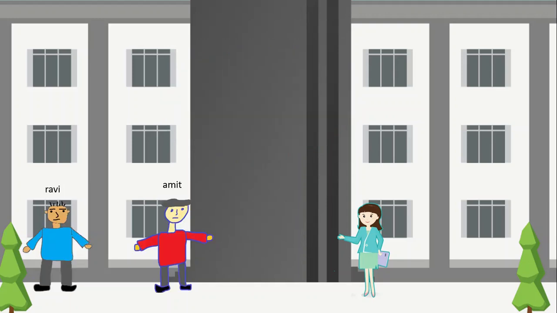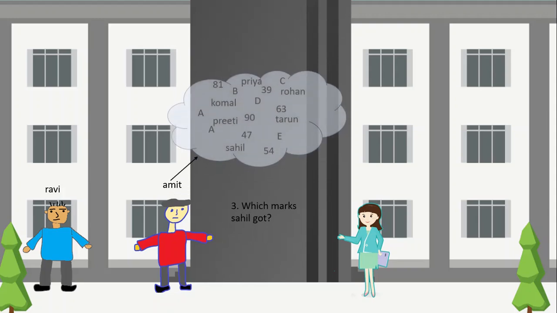Now it's Amit's turn. The first question is, which class did you observe? This is a very simple question, so he gives the answer. Similarly the second answer. In the third question, what marks did Sahil get? Now he is observing.